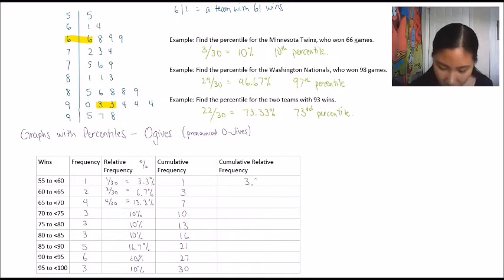So we start with our 3.3%, and then we keep adding to that. So 3.3 plus the 6.7 gives us 11%, and so on.